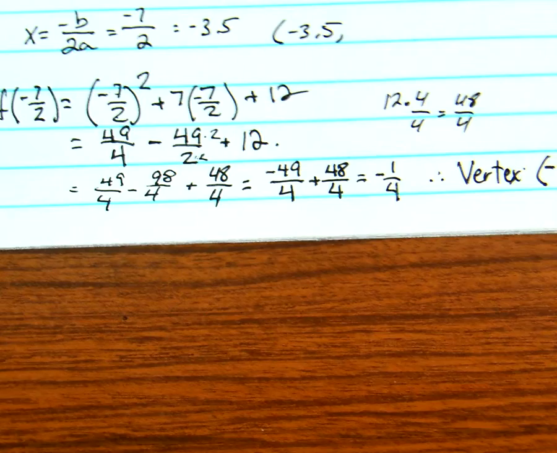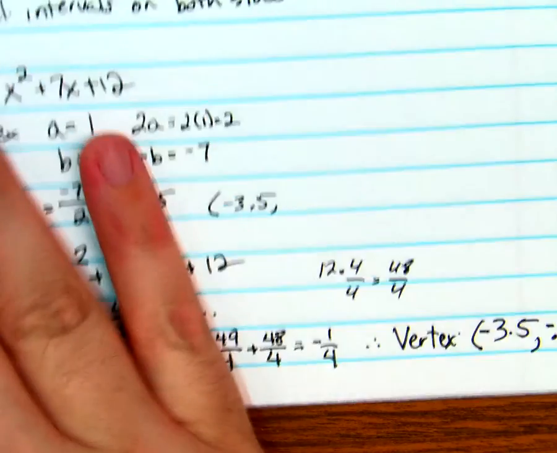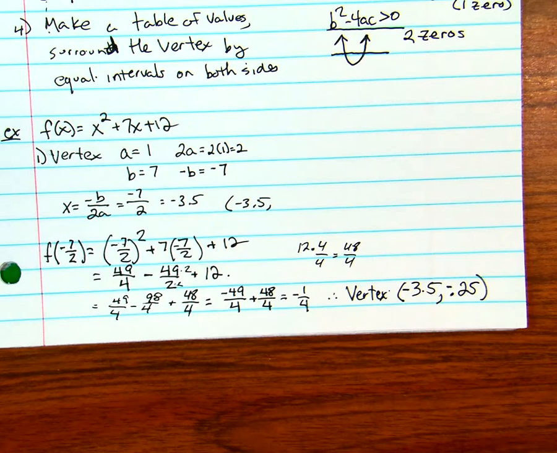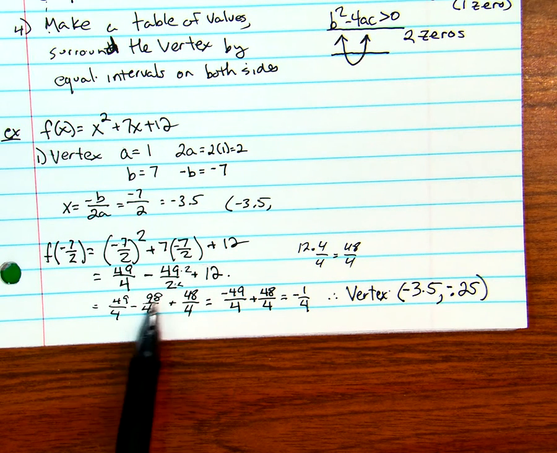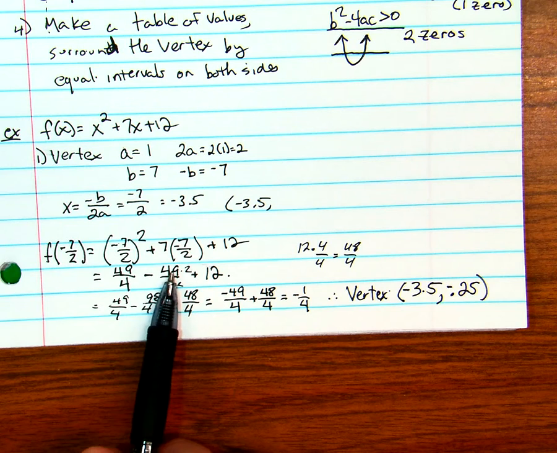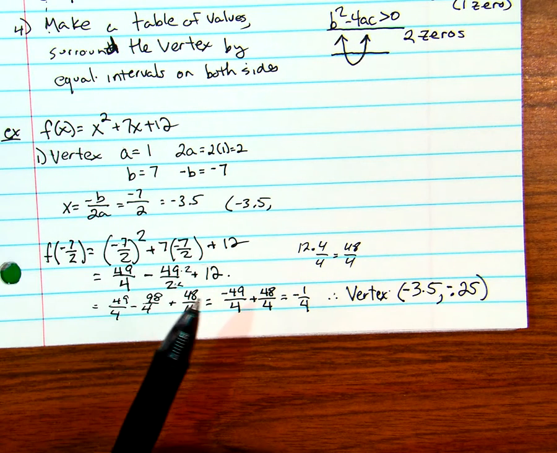So you need a common denominator for both, for the 49 over 4 minus 49 over 6. You can't add them, you can't subtract them unless you do. And so you might as well just make everything into a common denominator.